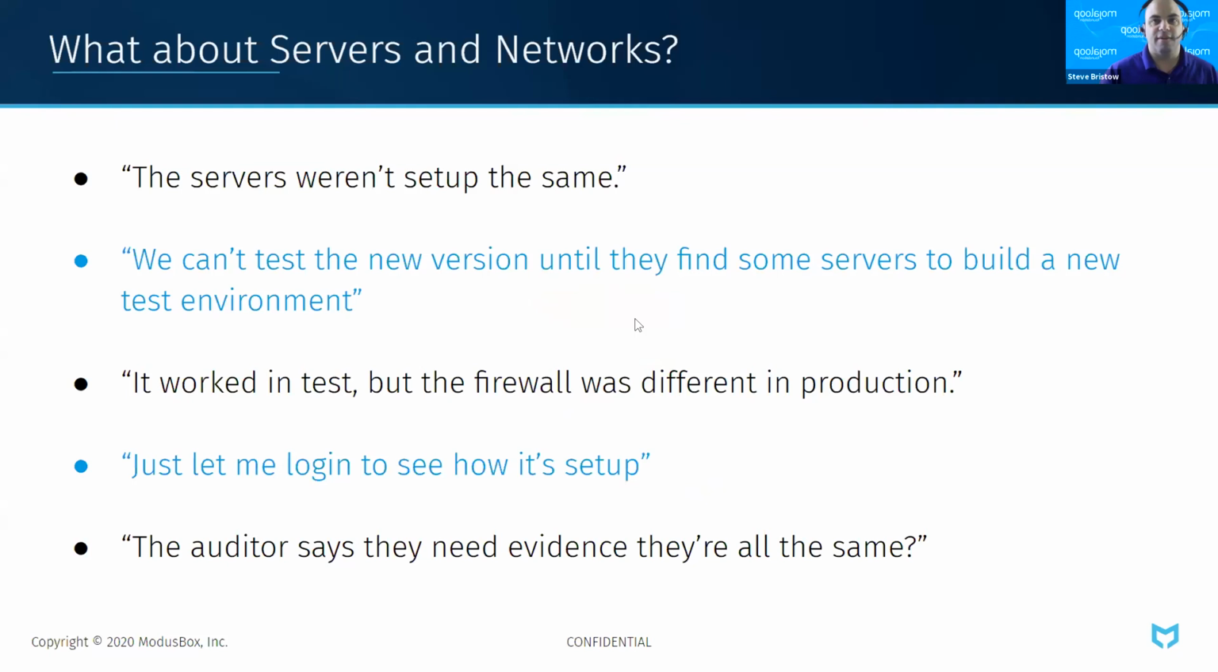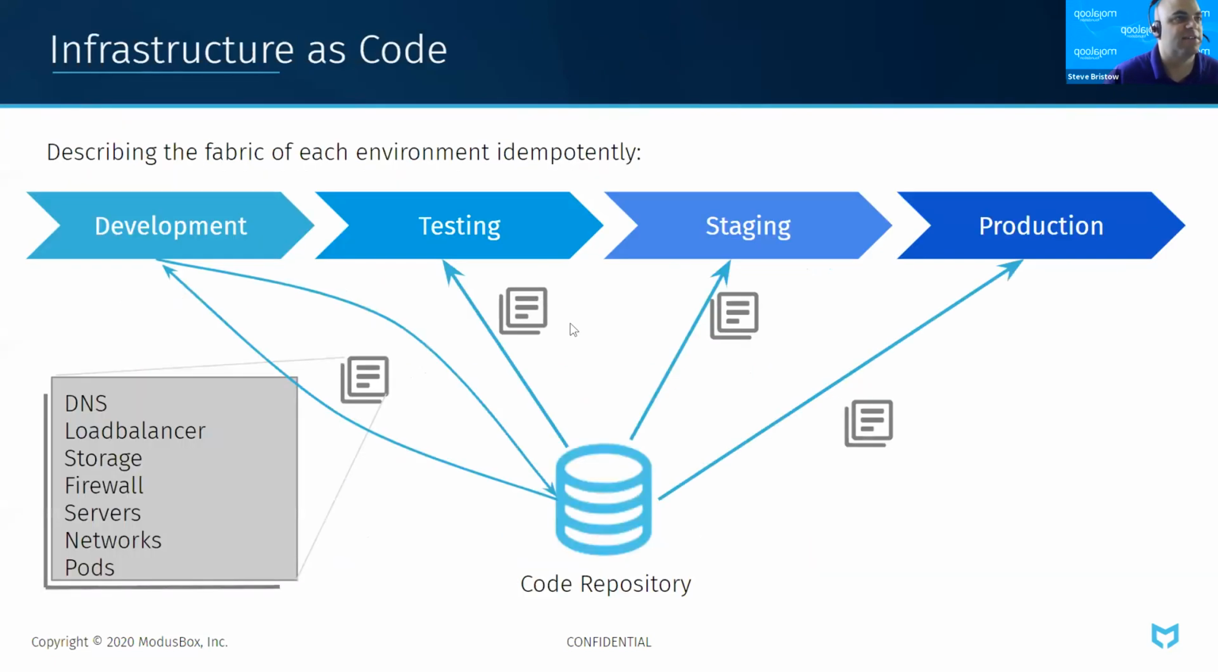Significantly, we'd like to describe infrastructure as code. What does that mean? What does that do for us? Well, more often than not, you have conversations with engineers talking about the servers not being set up the same. We can't test a new version of the application until we can find some servers to build a new test environment for the new dependencies. Oh, it worked in test, but we found the production firewall wasn't set up the same. The classic example is an engineer saying, I just need to log into it to have a look at how it's currently set up. Or an auditor saying, oh, we need evidence that all of a set of things X are the same in production.